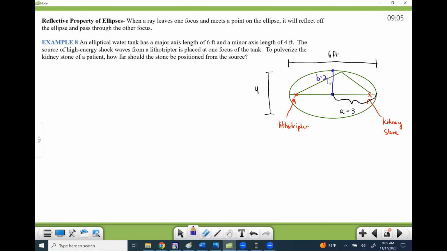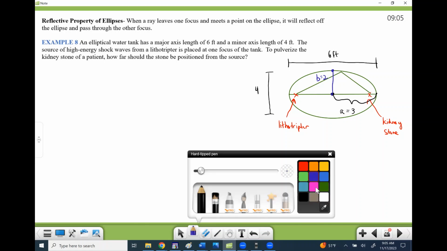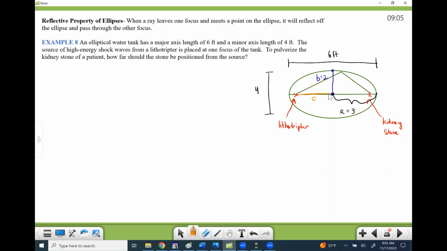What they want us to find, because it says how far should the stone be positioned from the source, is this: this is the source of the shock waves. If I could find C, this distance right here, and add it to itself again, 2C, then I would know how far this patient needs to stand from the source. So our goal is to find C.